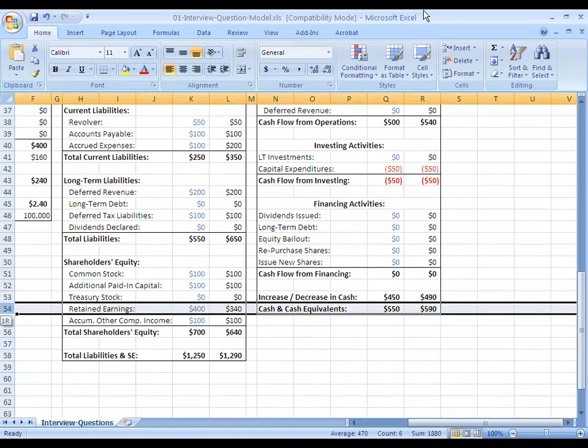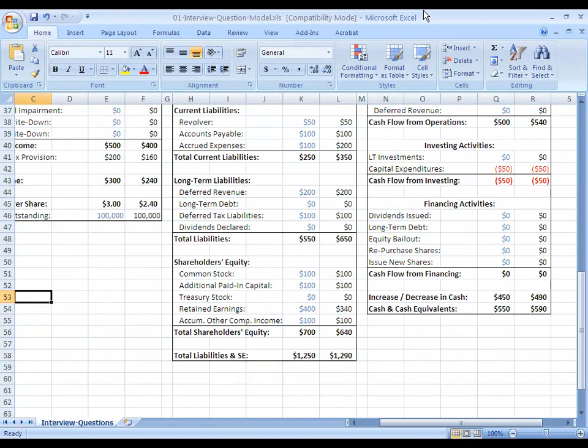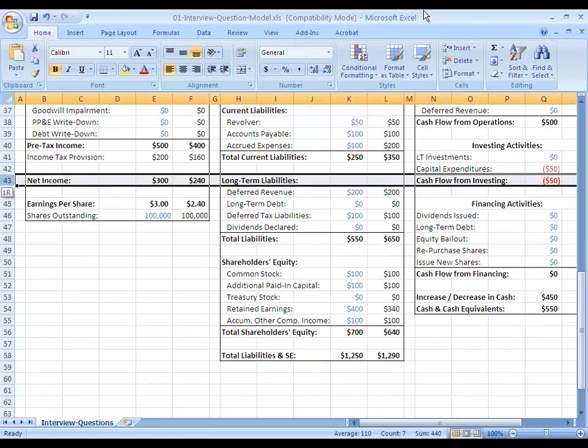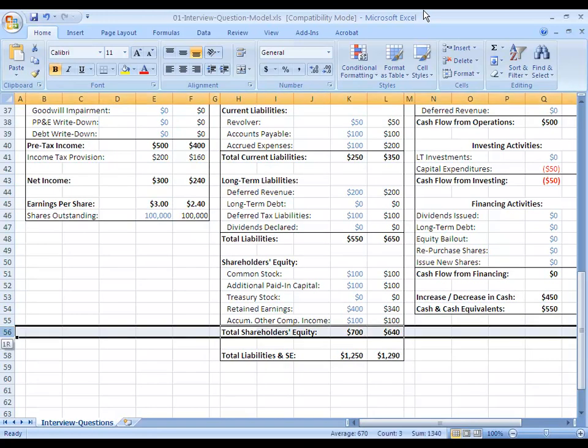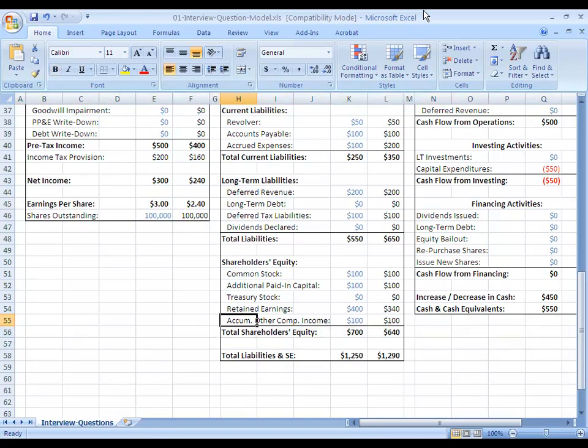And then on shareholders' equity, retained earnings here are down by 60 because our net income from the income statement has fallen by 60 here. So retained earnings are down by 60. Shareholders' equity is down by 60.